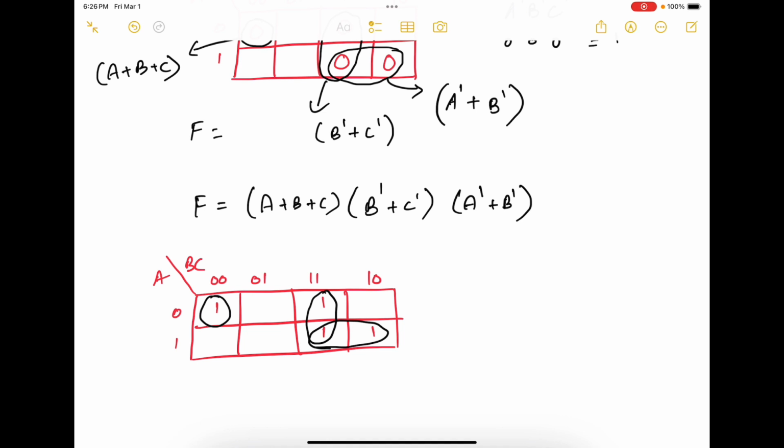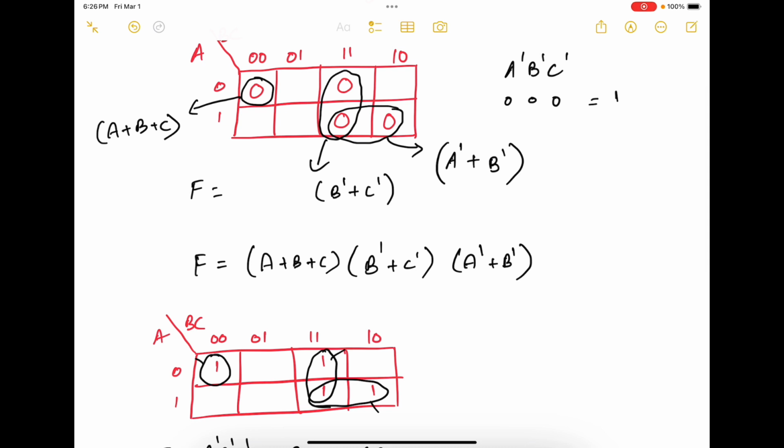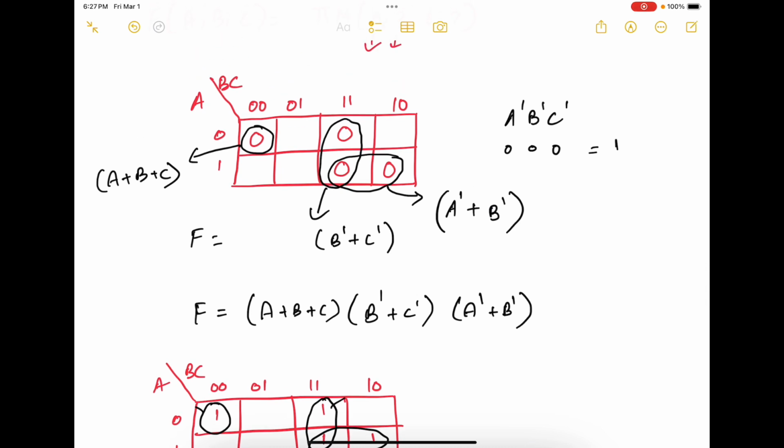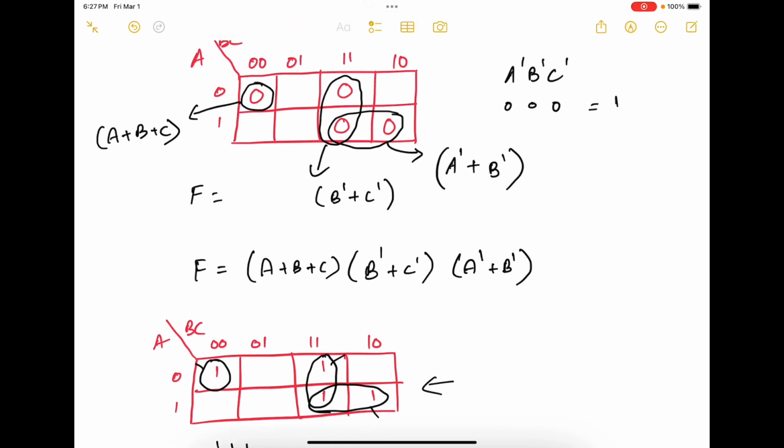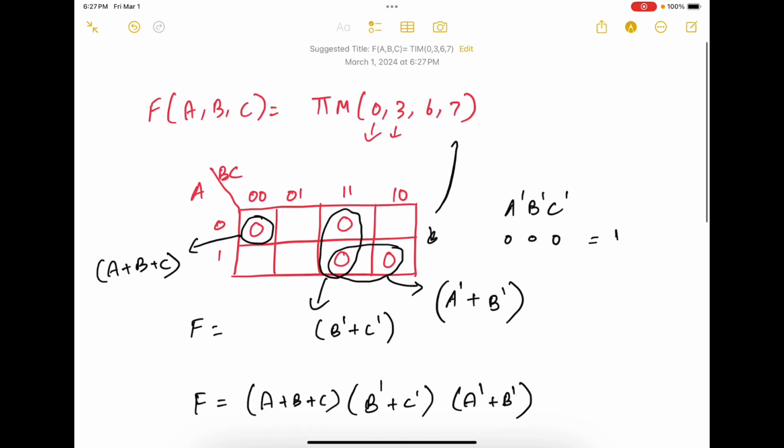In this case, it would have been, this is basically A prime, B prime, C prime, or this would be BC, and this would be AB. So you need to understand the difference between using min terms and max terms. This was just an example where I just used ones in places of zeros from this case to explain the difference. And this is basically this one here.